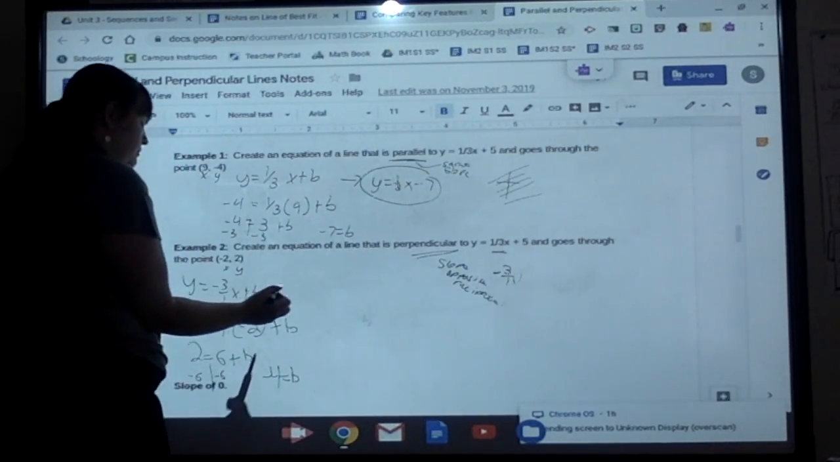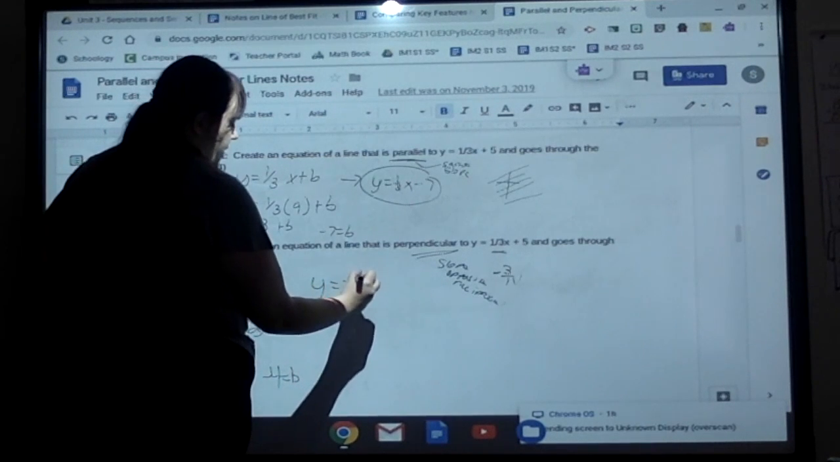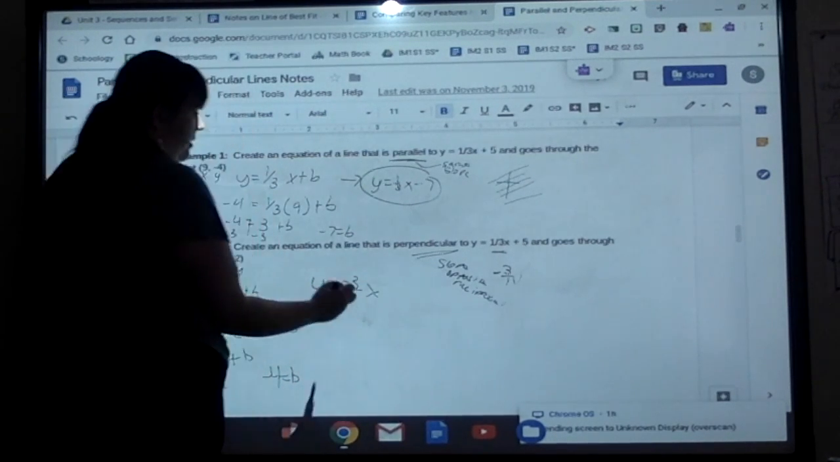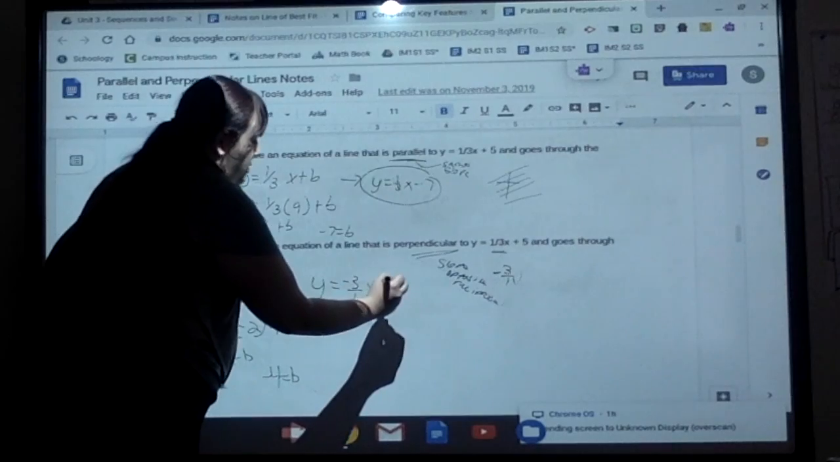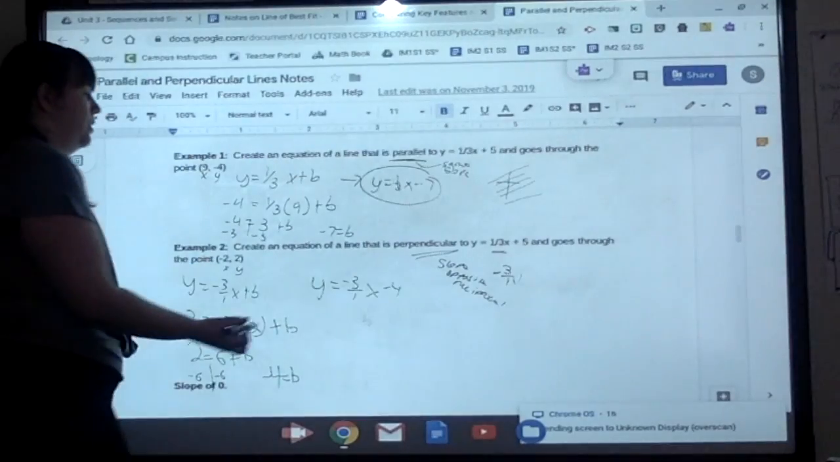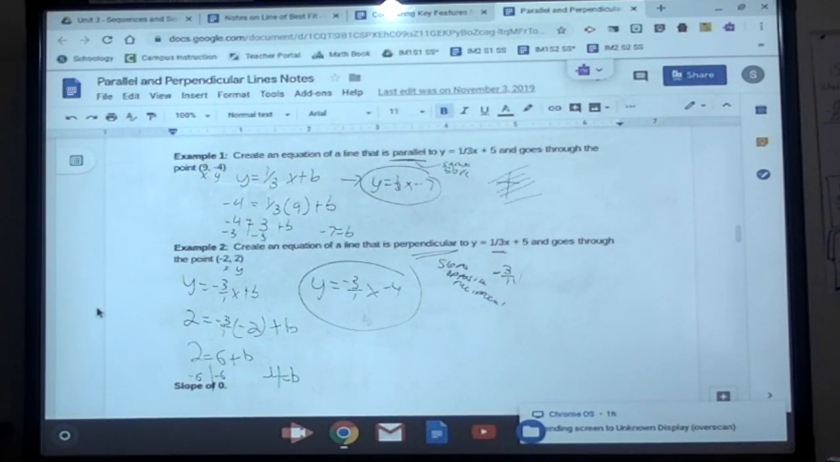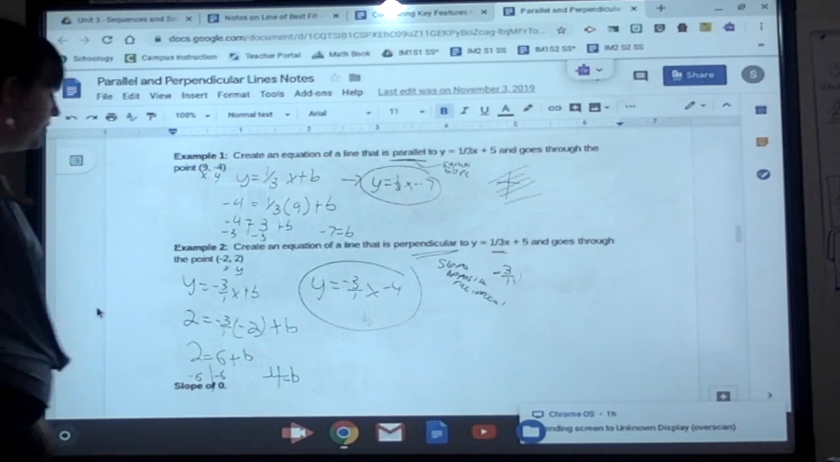So then the equation of a line that is perpendicular to this is y equals -3/1 x, that makes it perpendicular, and then with the b of -4, it forced it to go through the point -2, 2. And that is the equation of that line.